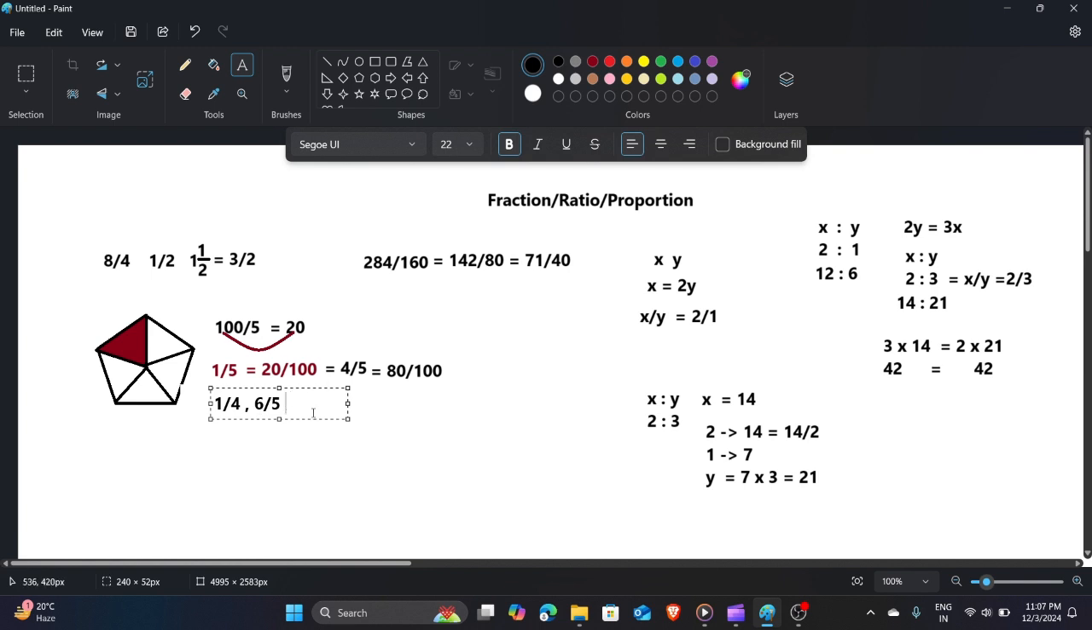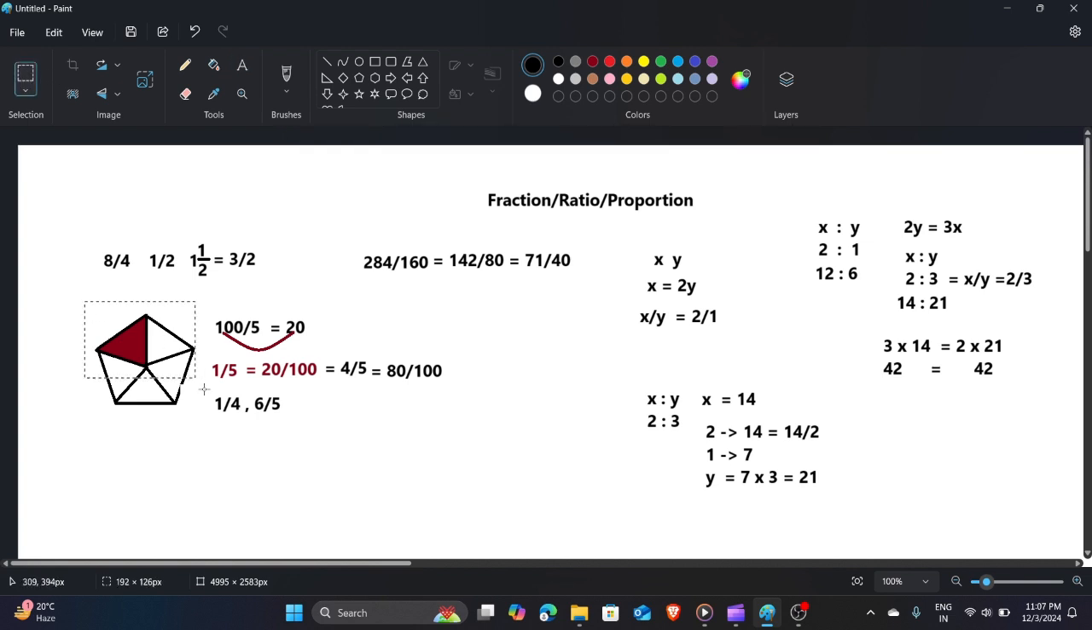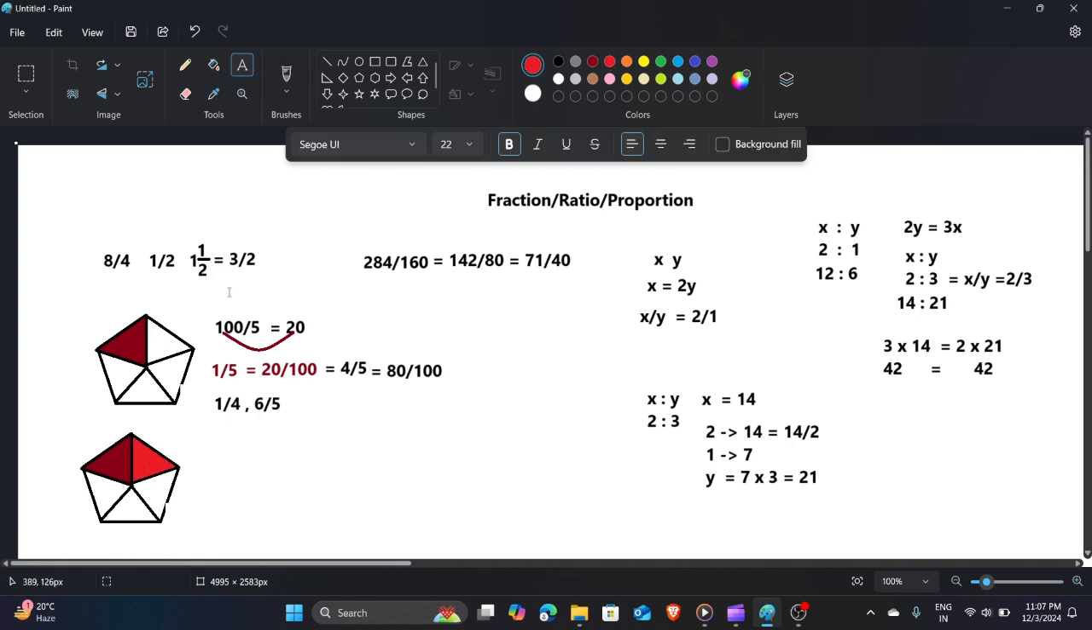One more thing I am trying to explain to you is, suppose I fill one more portion of this diagram. Then how can you represent it as a fraction? When I fill one more portion, it is nothing but 2 by 5. What it means is, suppose this whole portion is 100, so this portion is nothing but 20 plus 20, that is 40 by 100. Okay, and you can say that now two portions are filled, and the remaining portion is blank.